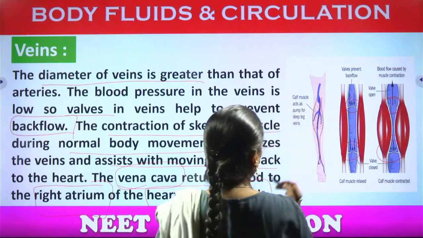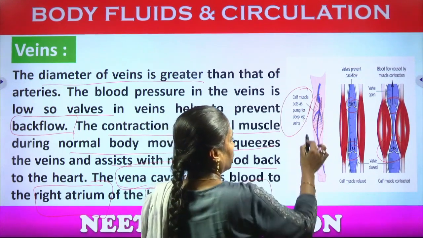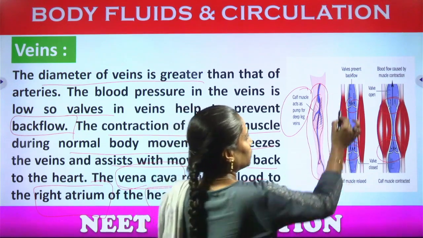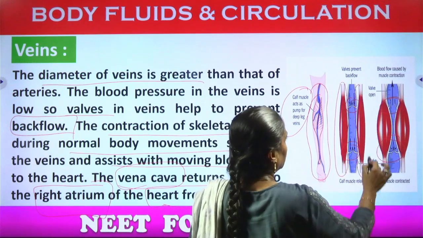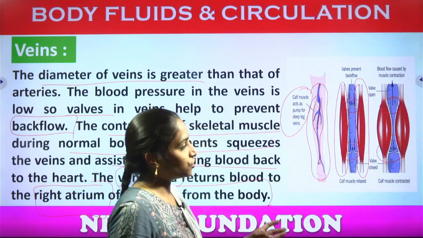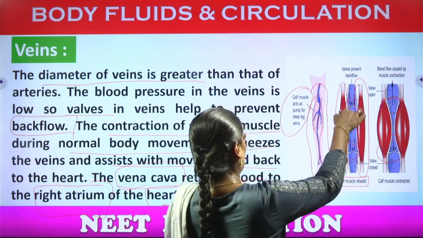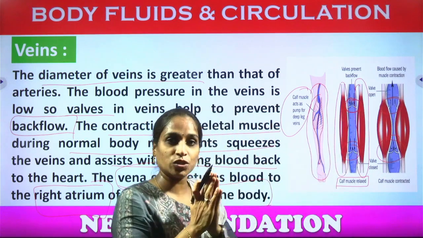Okay, see the picture here. The calf muscle, a skeletal muscle, is surrounding the vein. The blue colored structure is the vein. See here, the surrounding ones are the calf muscles, which are in a normal condition, a relaxed position. When the muscle is in a relaxed position, there is no movement of the blood, so the valves will be in a closed condition.